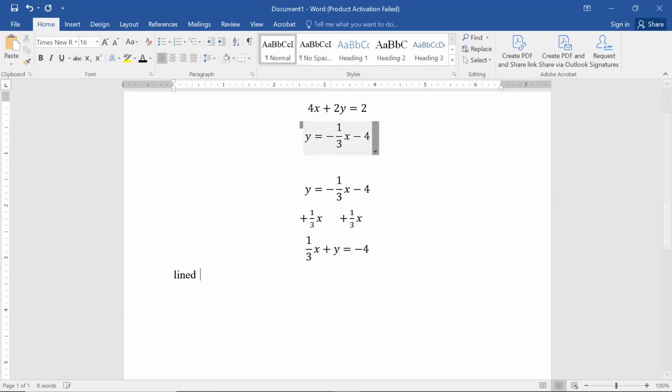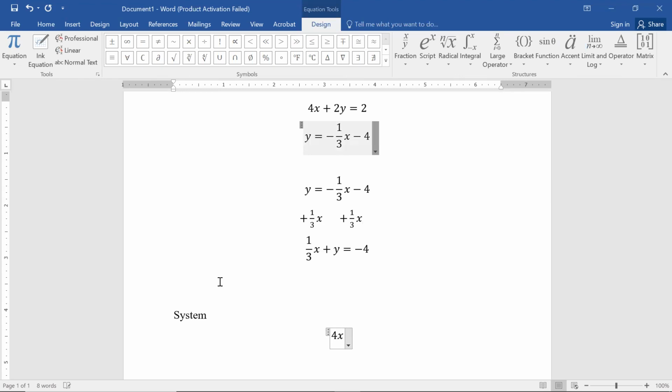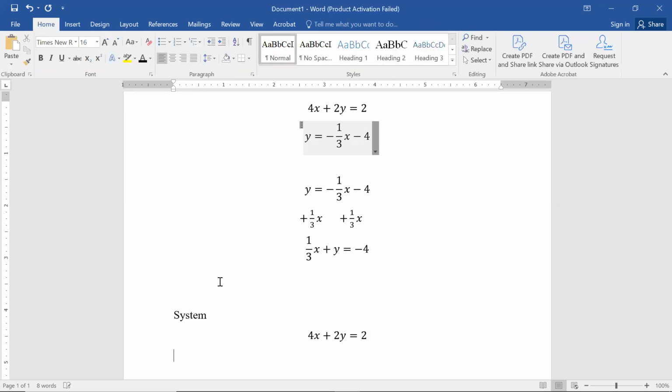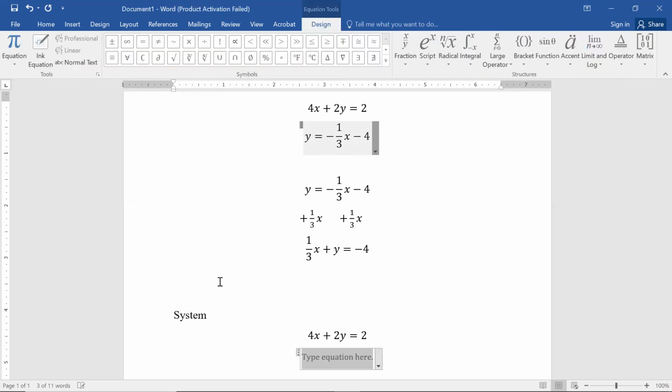So now what we do is we have our system, which is the two equations, 4x plus 2y equals 2, and 1/3 x plus y equals -4.